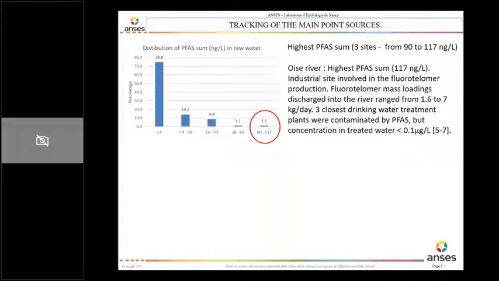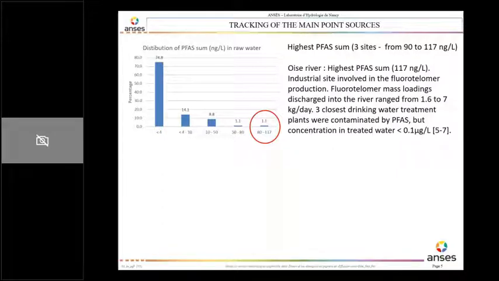Downstream from the industrial site, the raw water of the 3 closest drinking water treatment plants was contaminated by PFAS, and some fluorotelomers were even detected in 1 tap water sample.